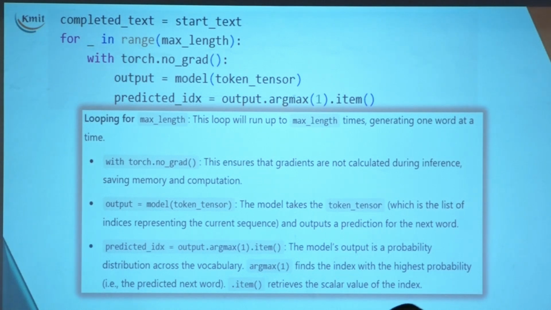For all the words you will have logits generated as an output from the model. To all the logits you will apply an argmax. You will see which vector has its value closer to 1, that has the highest probability. To that you apply dot item, meaning you fetch the index of that vector.